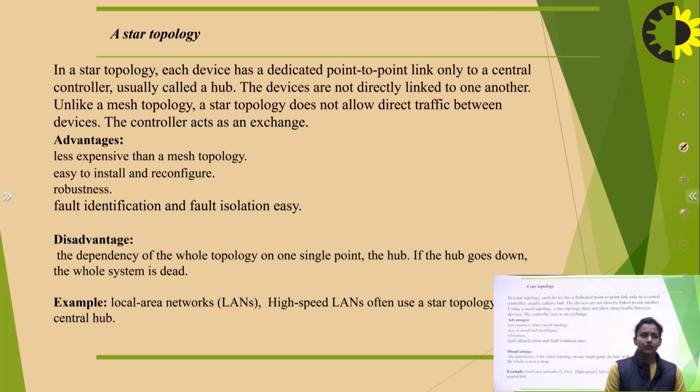The disadvantage is that the dependency of the whole topology is on a single point. If the hub goes down, then everything goes down. So this is the main and most important disadvantage of the star topology. An example of this topology is LAN networks.